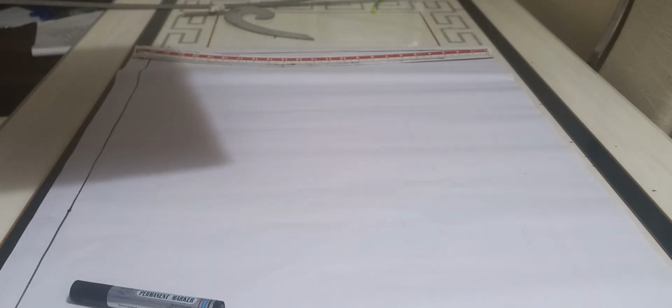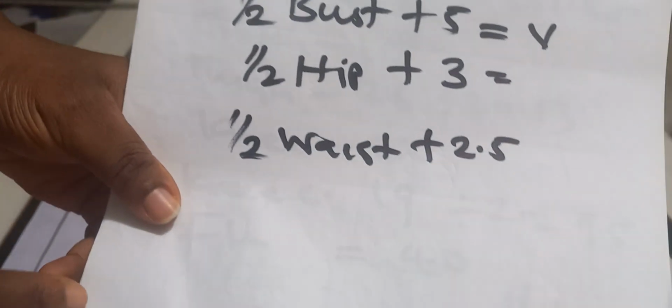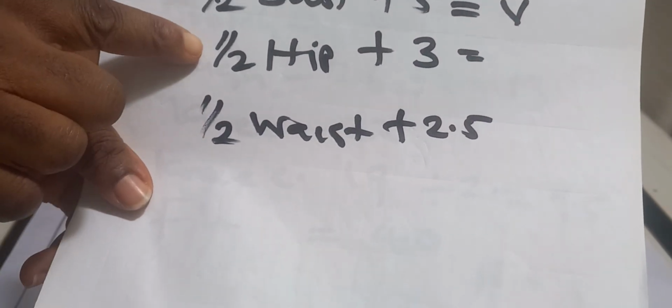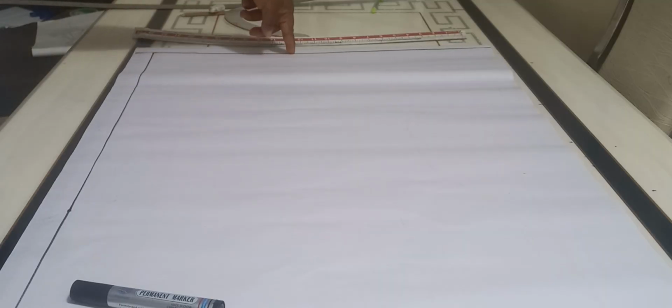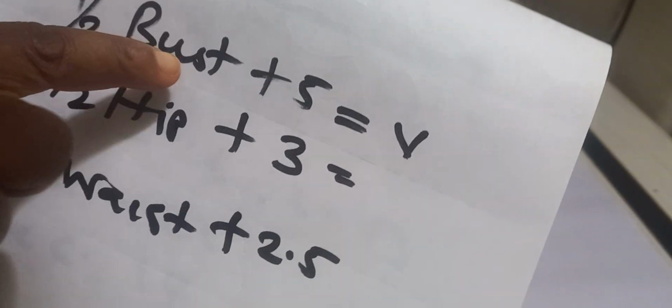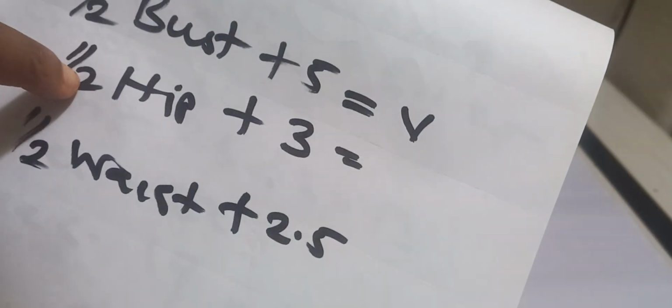You understand? Normally, the highest value of our body is the highest figure. Most times it's either our bust or our hip. Mine is my hip. Some people it is their bust. They are busty. So since mine is my hip, I'll be using half hip plus 3, which will give me this vertical line here, this top line, the base that I will be starting from. But if it's my bust, it will be half bust plus 5. Remember, for hip it is half hip plus 3.